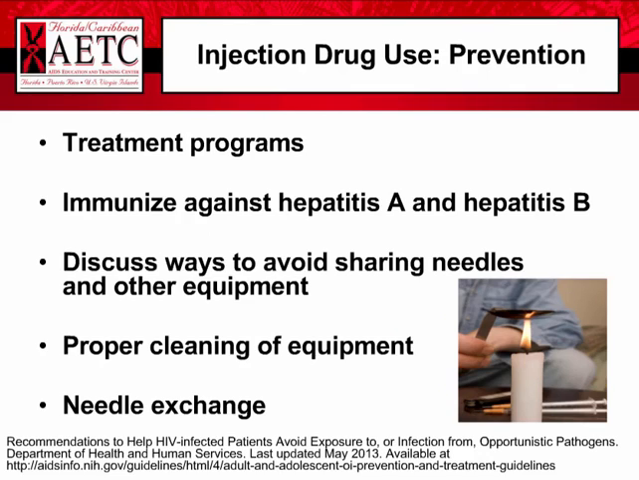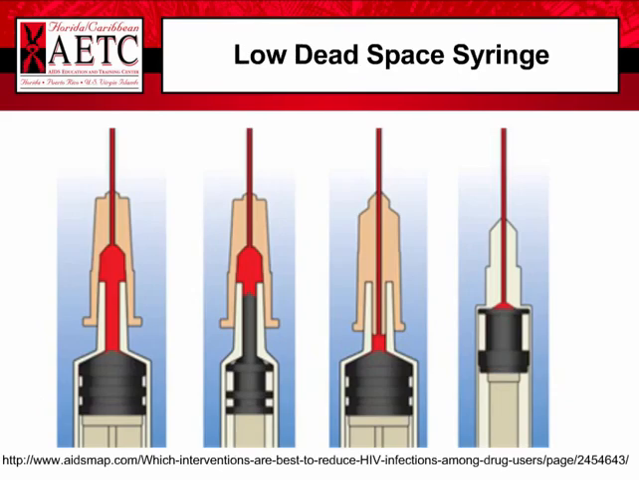So prevention, how can we help patients with their habits? We can refer them to treatment programs that we may have in the area. We can also immunize against things that we're able to immunize for, such as hepatitis A and hepatitis B. We can discuss ways for patients to avoid sharing needles and other equipment. And we can also advise them on the proper way to clean equipment, as well as certain programs like needle exchange programs that may be available in certain states.